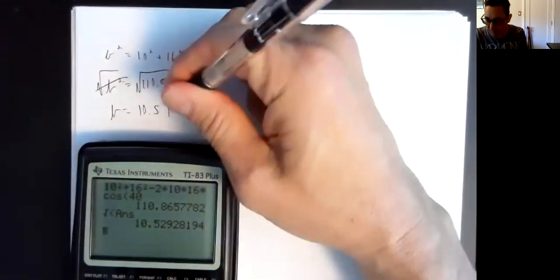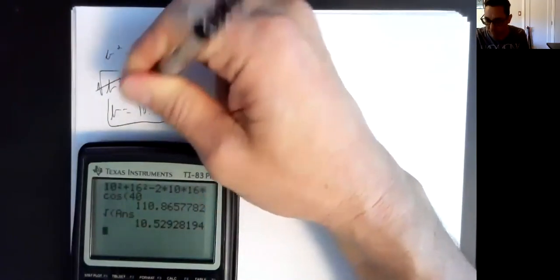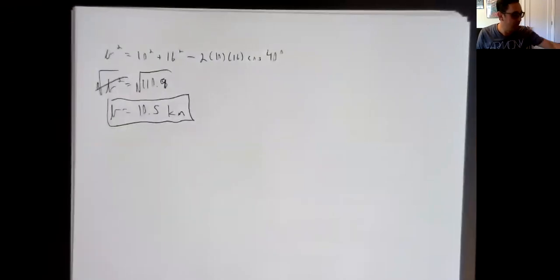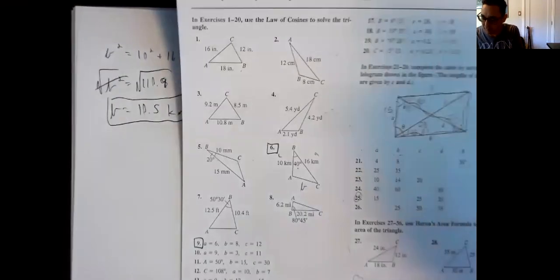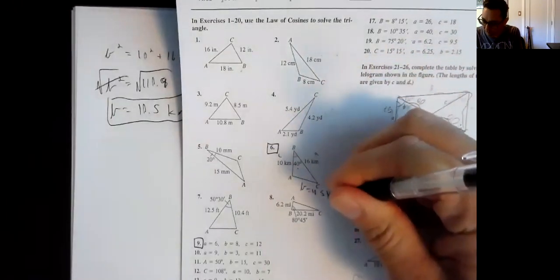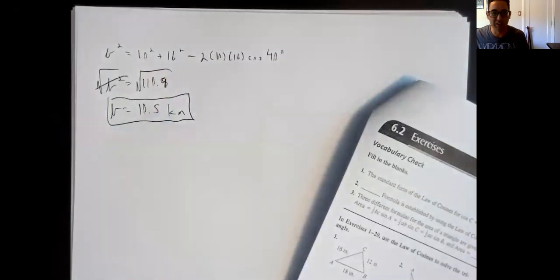Now, sometimes there are units, sometimes there are not. If there are no units, don't worry. But that is my answer for b, 10.5 kilometers. So there you go, 10.5 kilometers. The formula is a lot of work. Right? That's a lot you have to type in.